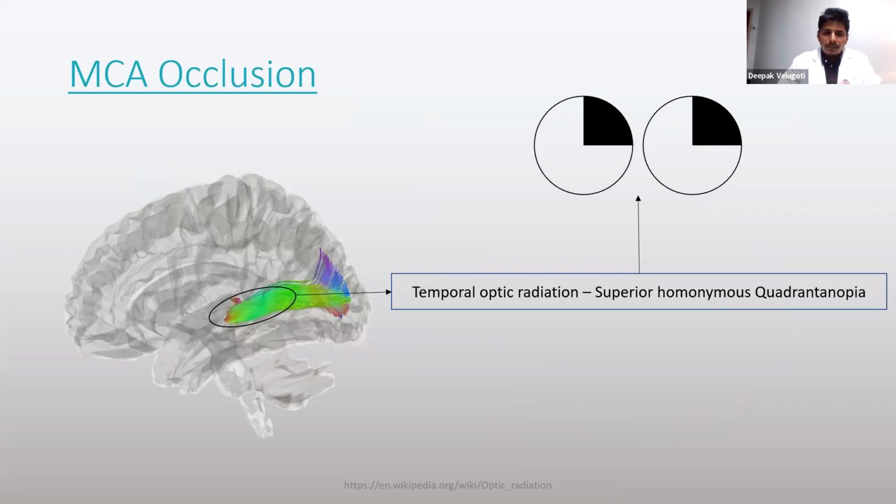There is also subcortical involvement, where the temporal optic radiation gets involved. The temporal optic radiation runs from the lateral geniculate body and ends in the visual cortex of the occipital lobe. When it gets involved, the patient gets superior homonymous quadrantanopia, and this is how the visual field defect can be seen.